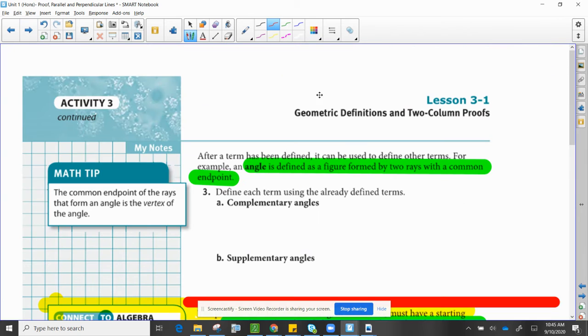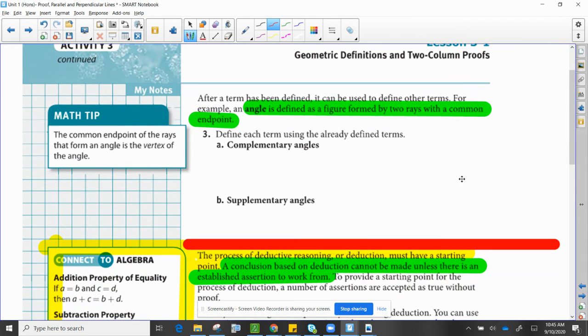Okay, so we can also apply this to an angle. It says an angle is defined as a figure formed by two rays. Well, on the first page, I was able to define a ray based on a point and a line. So you can see here we're building. We started with a point and a line to give us a ray. Once we know what a ray is, we can define an angle. Once we know what angles are, we know what complementary angles are. They add to 90 degrees. Similarly with supplementary angles.